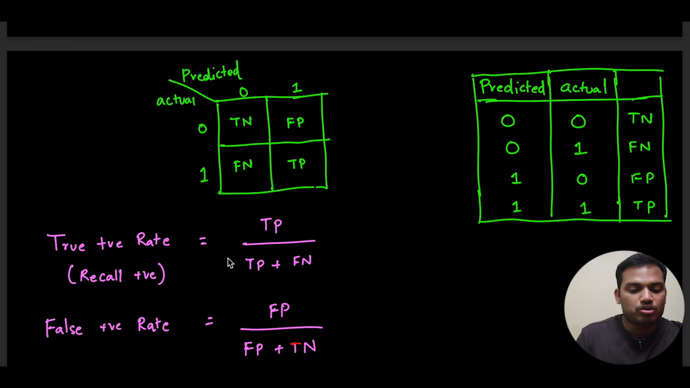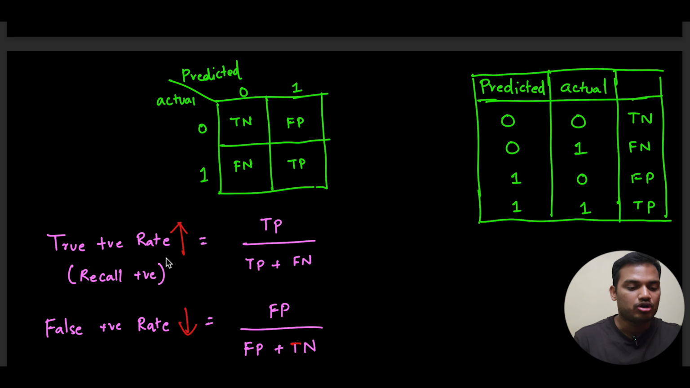This will be my true positive rate formula, and this will be my true negative rate formula. Ideally, for some specific model, what should be the true positive rate? Should it be greater or lesser? Basically, true positive rate should be greater. And what should be the false positive rate? False positive rate should be lesser.